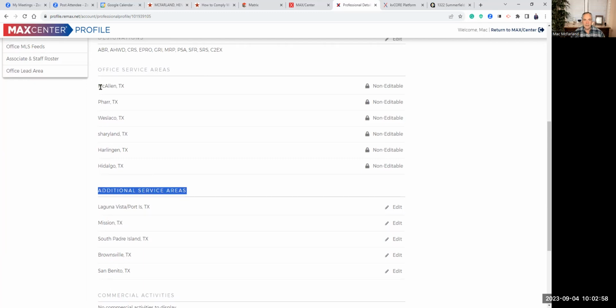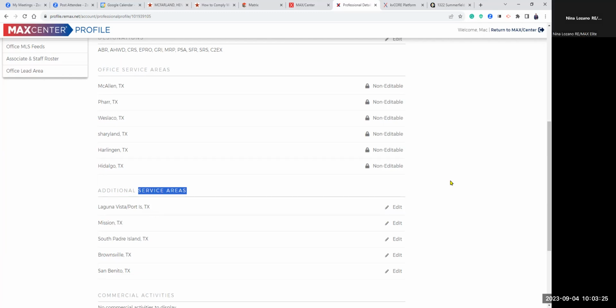So once again, if McAllen is up here in office service areas, I don't want to put McAllen down here, because I'm trying to get leads from different areas. This gives us an opportunity to cover a wide range of areas. Again, there are several agents that do not have anything down here. There's one I had opened up where they have Mission. You don't need that. It's not going to help you get more leads, right?